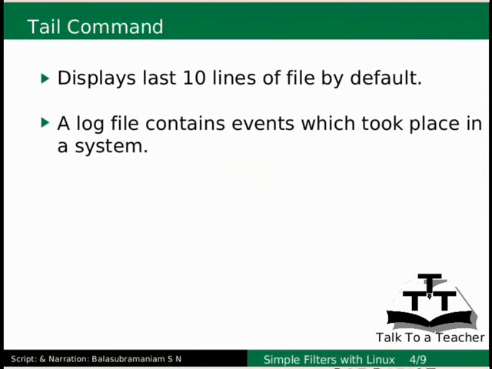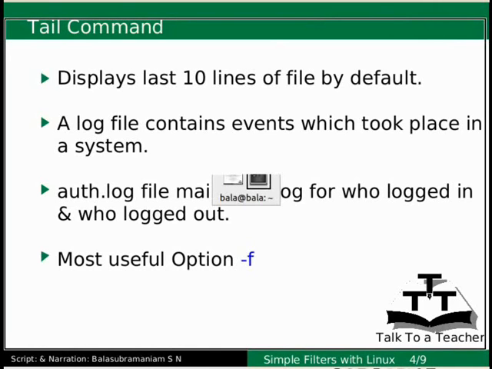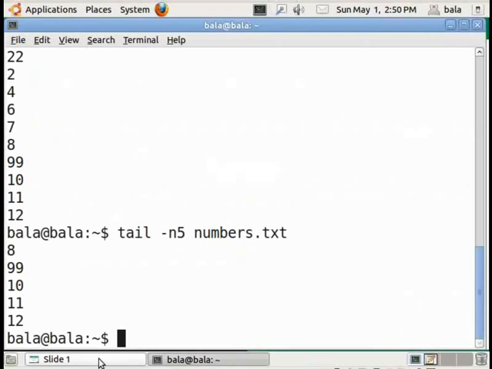A log file contains events which took place in a system. Auth.log file maintains logs for who logged in and who logged out. The most useful option of a tail command is to use -f option to follow the tail of a log file. If a new line is appended to the log file, the tail command will take that as the last line and display 10 lines by default above it. Go to the terminal. Tail -f /var/log/auth.log.